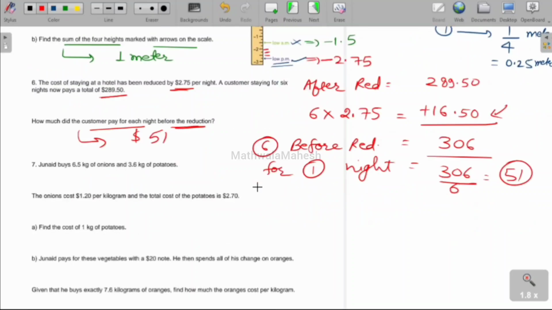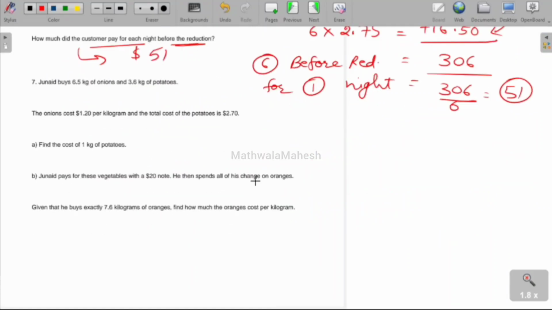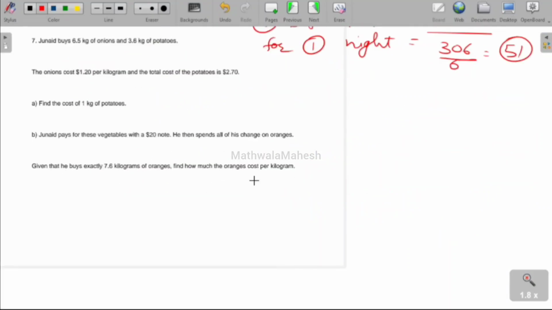Okay, now the seventh question. Junaid buys 6.5 kg of onions and 3.6 kg of potatoes. The onions cost 1.20 per kilogram and the total cost of potatoes is 2.70. Find the cost of 1 kg of potatoes.